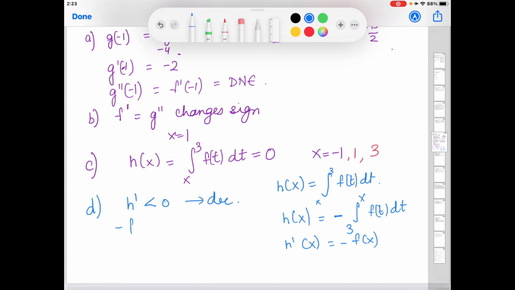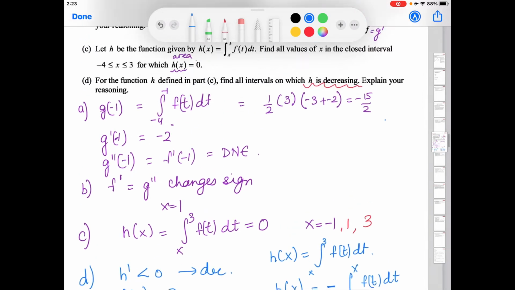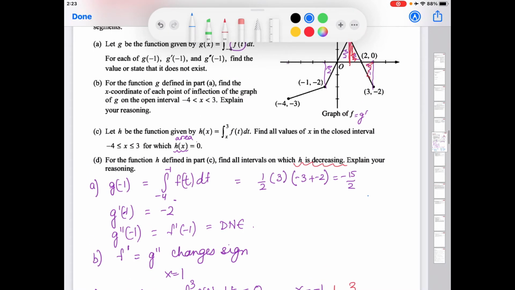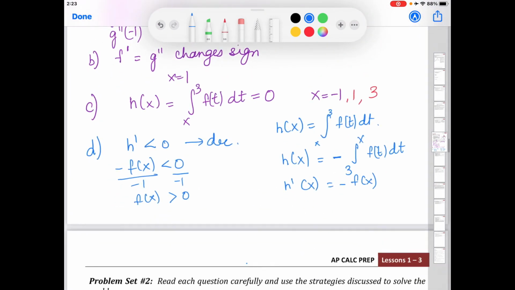So if I have negative f of x is less than 0, I divide by -1, because remember, originally we are given the graph of f, so we want to find it in terms of f. When you divide by -1, your inequality changes. So f of x is greater than 0. So where is f of x greater than 0? It is greater than 0 when it's above the axis, which is from 0 to 2.